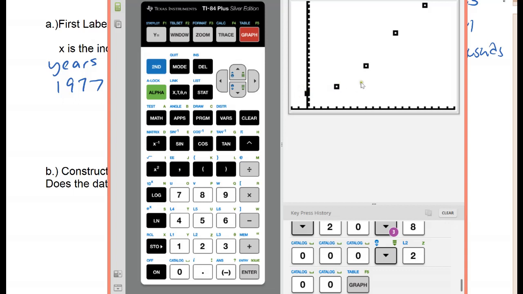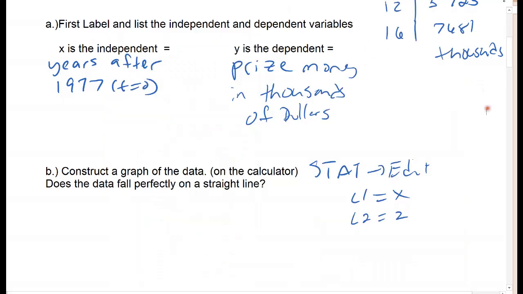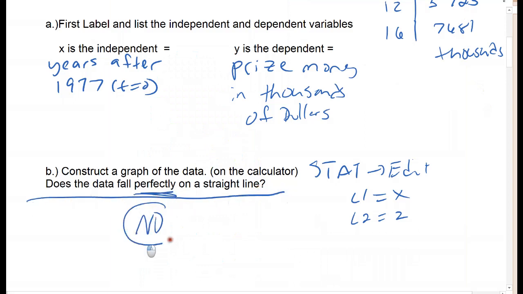There's the second point 4 years later. The third, the fourth, and the fifth. Now I look at this and I should be able to answer my next question. So there's my scatter plot of my points. So there's that one. And I now should be able to answer, does the data perfectly fall on a straight line? The answer is no.